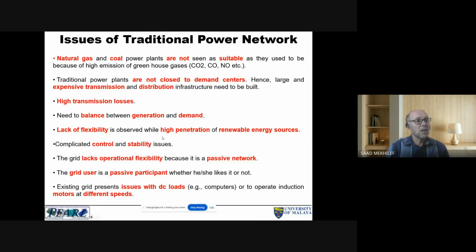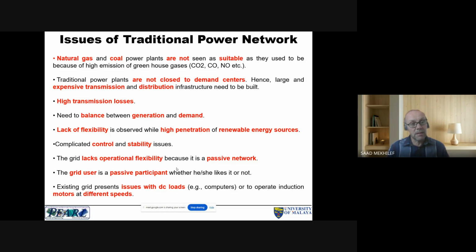So a lot of losses. That's why most of the time we will have about 20% extra power generation in the transmission line, which is never used, just to cater for these types of losses. So what we need is to always balance between generation and demand. When you have a high demand, you turn on your gas generators, your nuclear power plants, or your coal power plants.